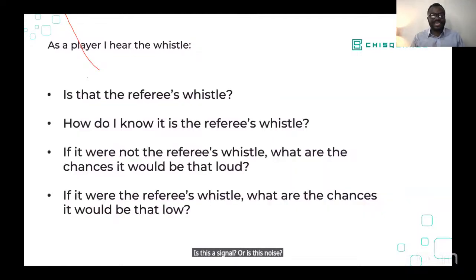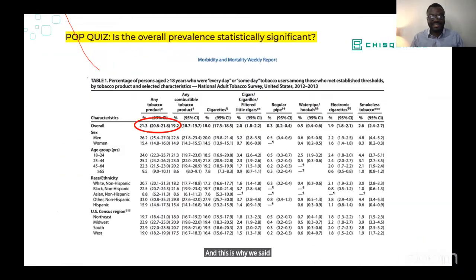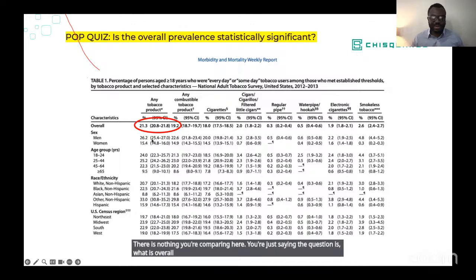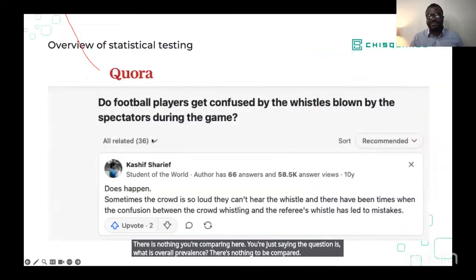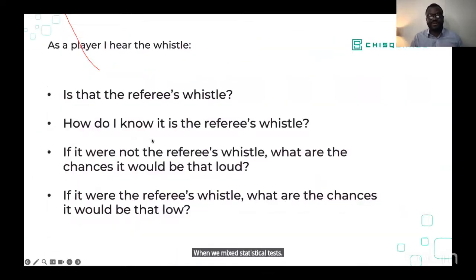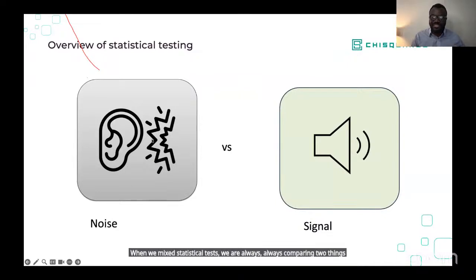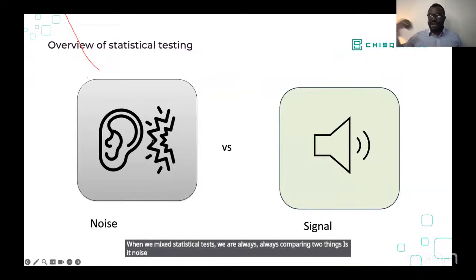And this is why we said this original answer was nonsensical. There is nothing you're comparing here. You're just saying, the question is, what is overall prevalence? There's nothing to be compared. When we make statistical tests, we are always comparing two things. Is it noise or is it signal? Is it the crowd or is it the referee? That's what testing involves. We're trying to compare two things and make a decision.